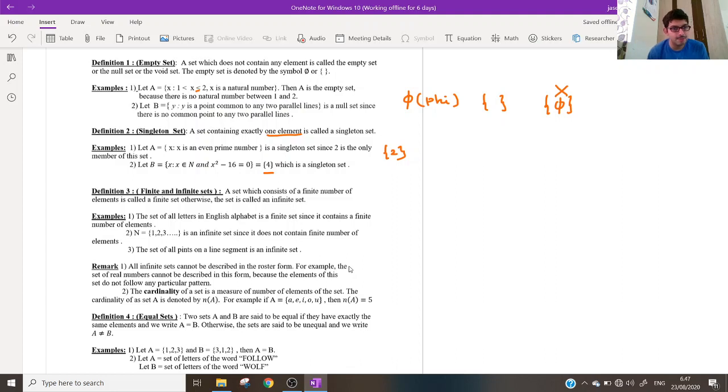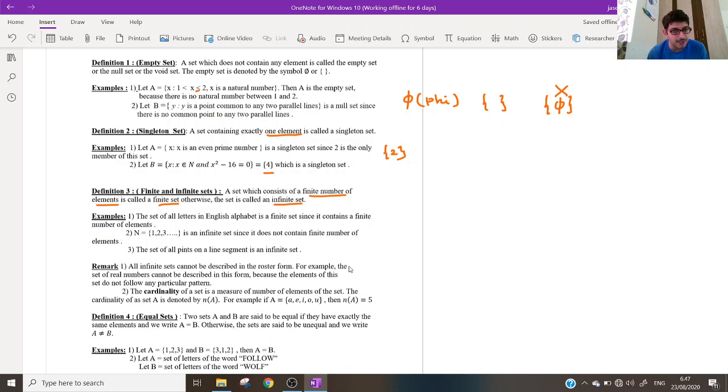Now the third type of set is the finite and infinite set. A set which consists of a finite number of elements, where the number of elements has to be finite, is called a finite set. Otherwise, if the number of elements is not finite, the set is called an infinite set.